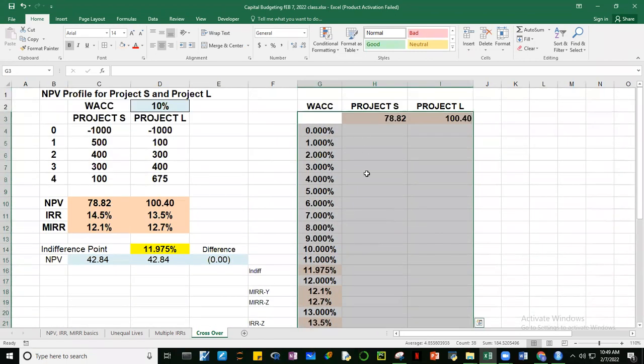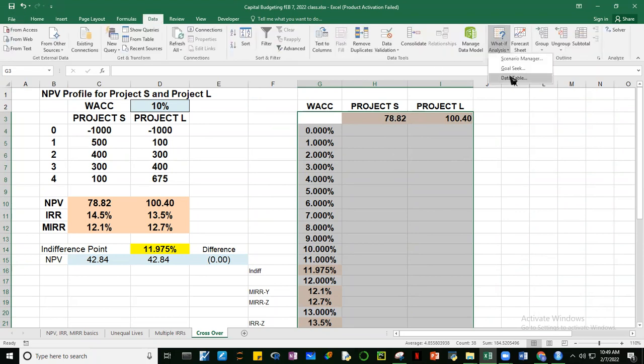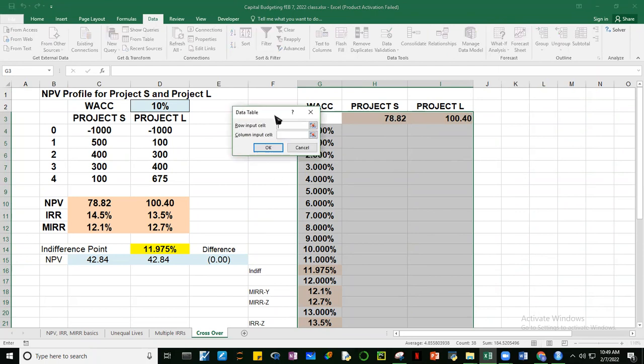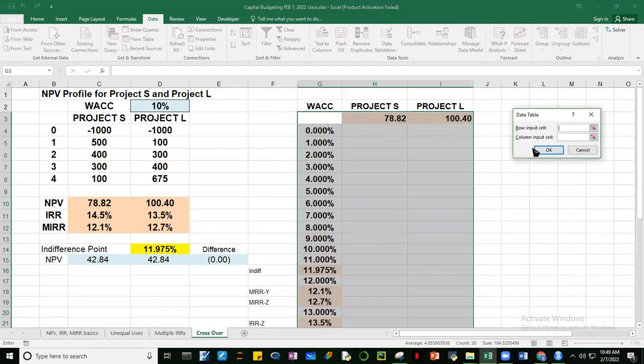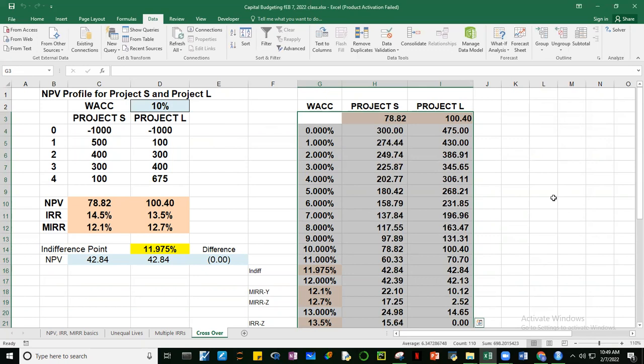Okay, papa-fill up pa natin ng mga NPVs, no? Mga NPV to. So how do you do this? Data, what if analysis, and then data table. So we use data table. Now, sasabihin natin kay Excel na fill up pa niya itong mga columns na to. So this one, column input. So ano yung column input, guys? Itong mga weights na to, no? Dito ipapasok. So mangyayari, papalitan niyo to na 0%, 1%, etc. And then kukunin niya yung values ng NPV na to. Okay? Alright. So we now have this.